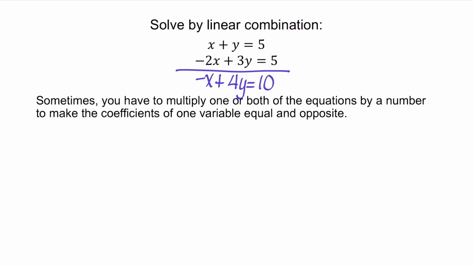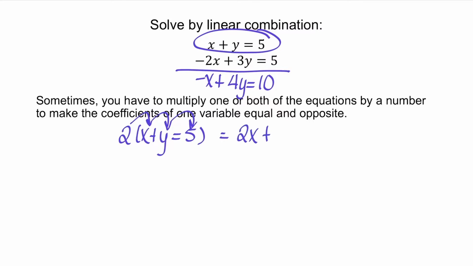So what you have to do sometimes is multiply one or both of the equations by a number to make the coefficients of one variable equal and opposite. So for example, what would happen if I took that first equation, this x plus y equals 5, and multiplied it by 2? So if I did 2 times x plus y equals 5, remember I would distribute the 2 to every term in my equation. So that would give me 2x plus 2y equals 10.